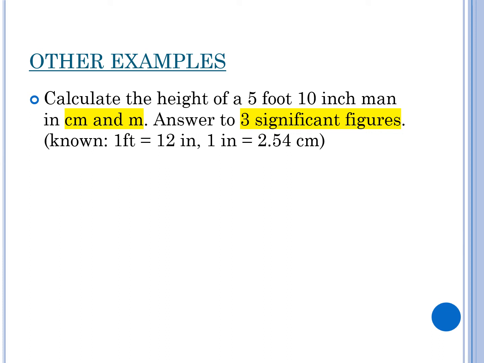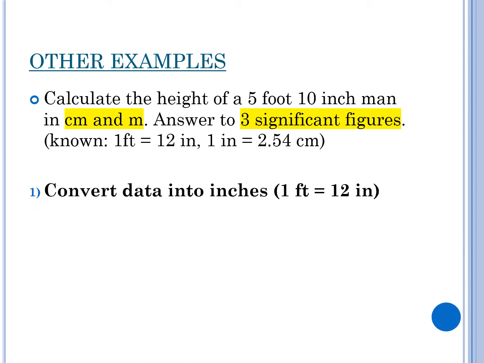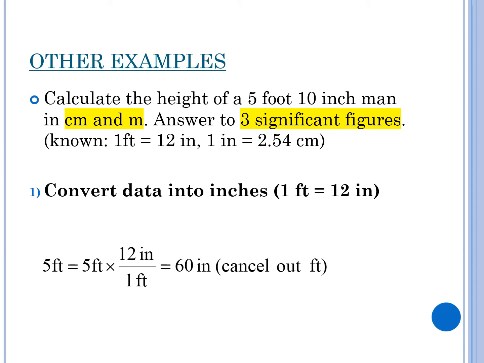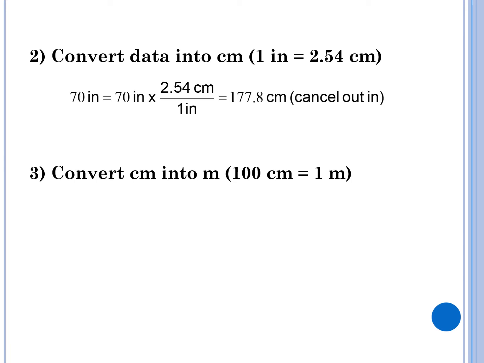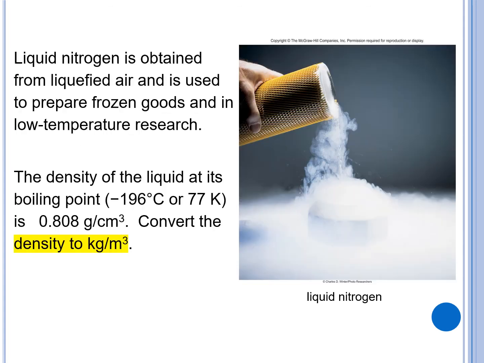Another example: a 5 foot 10 inch man, in centimeter and meter, with the answer in 3 significant figures. Convert the data into feet. 1 foot is equal to 12 inch, so feet over feet cancel out. 5 times 12 inch is 60 inch, plus 10 inch. Now try to do this exercise: convert the data into centimeter and also into meter. The answer is given, just look at it.